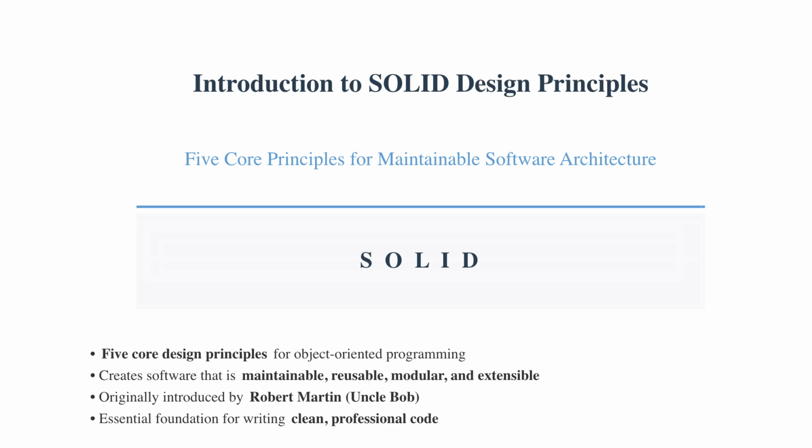robust software systems. These 5 principles work together to help us create software that is maintainable, meaning it's easy to fix and update, reusable, so we can leverage existing code in new contexts, modular with clean separation of concerns, and extensible, allowing us to add new features without breaking existing functionality.